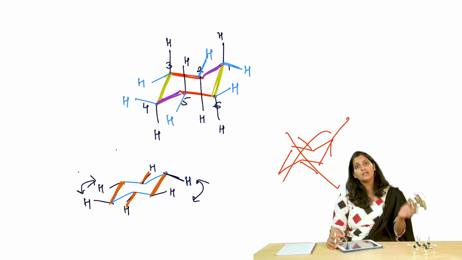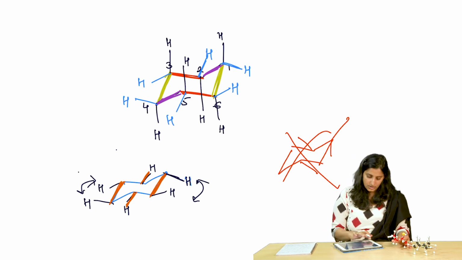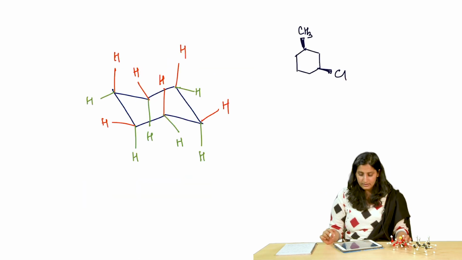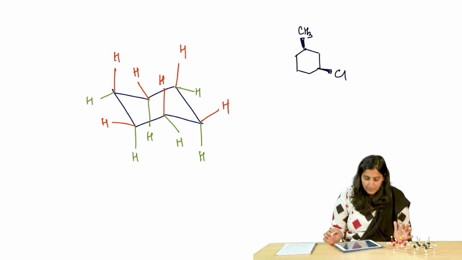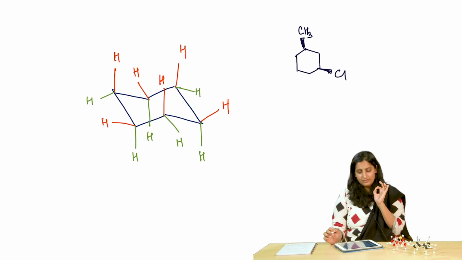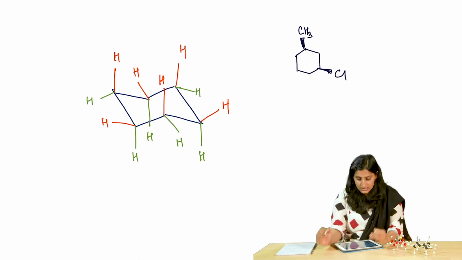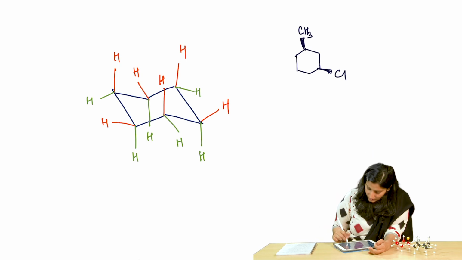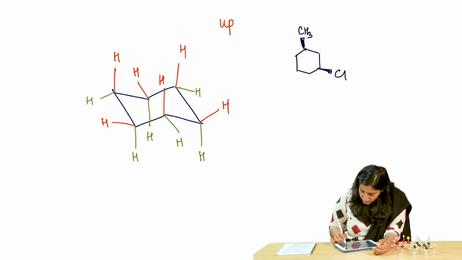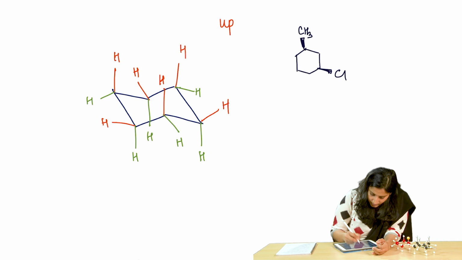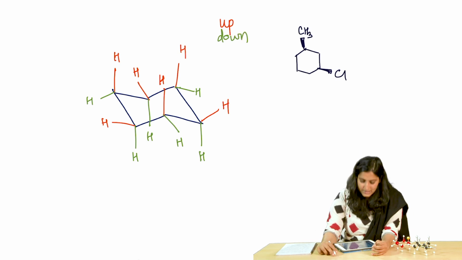Now, let us understand how do I convert a 2D structure into a cyclohexane chair. So, in order to do that, I have drawn the same skeleton here, but as you can see, this skeleton is a little different. What I have done here is that all the groups that are going up are drawn in red, and all the groups that are going down are drawn in green.